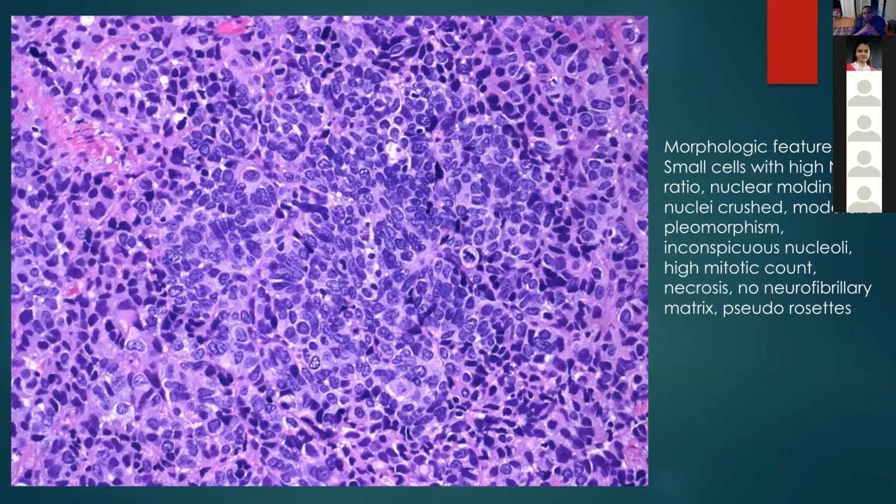So you see small cells with high nucleus cytoplasmic ratios. You see all kinds of mitoses. Look at that. Mitosis. So very high mitotic index. You see some necrosis. You see some pseudo rosettes. You start to get a feeling that there is a pseudo rosette. Remember what I said about rosette pattern being neuroblastoma?